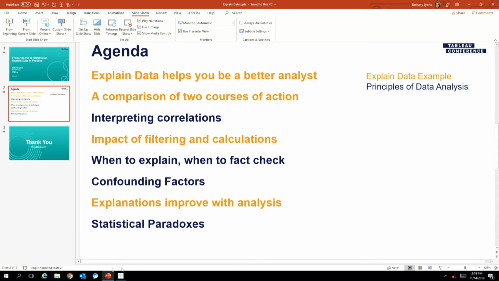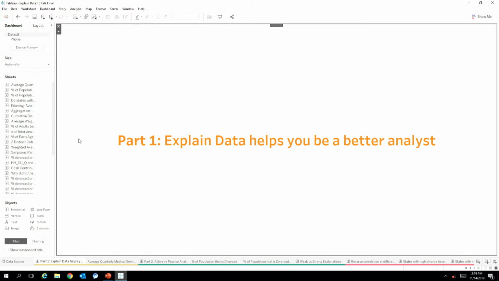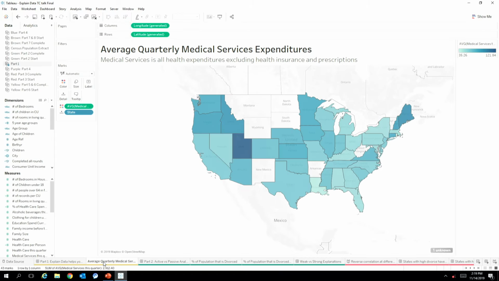All right, so let's dive in. The first point I want you to take away from the session is that Explain Data is not about giving you the answer. It's really about helping you be a better analyst. So let's take a look at an example here. I've mapped out here the average spend on medical services. Now the reason there's not all states here is because the survey samples just a subset of states.